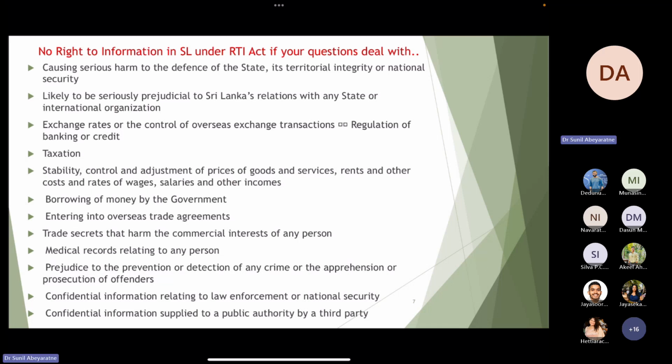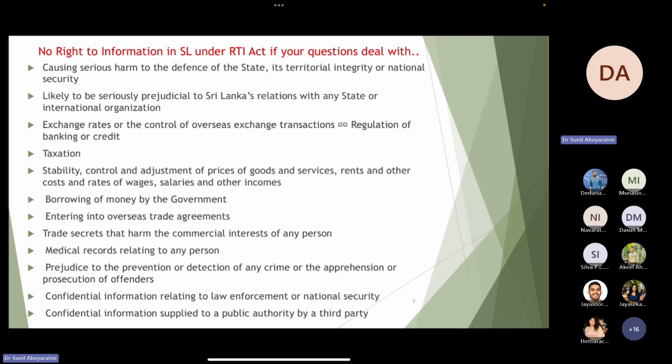Then trade secrets that harm the commercial interest of any person. Medical records related to any person. Prejudice to the prevention or detection of any crime or the apprehension or prosecution of offenders. Confidential information relating to law enforcement or national security. Confidential information supplied to a public authority by a third party. So there's a long list. These are just a few items I have highlighted here.